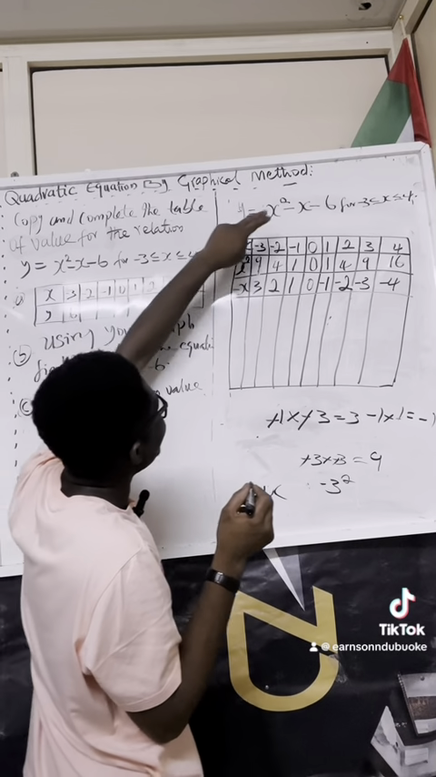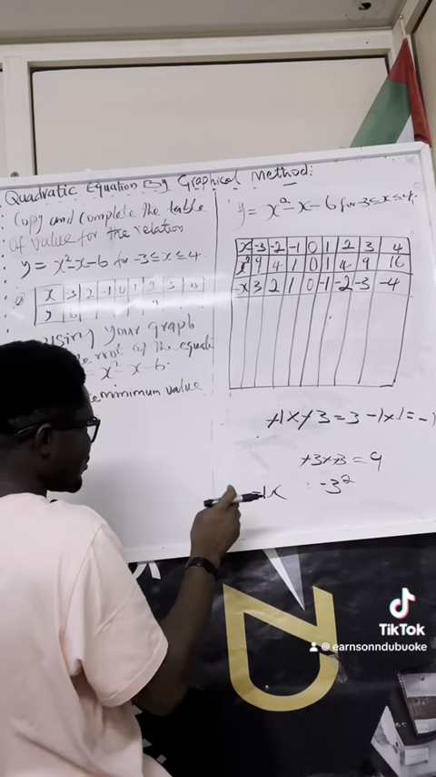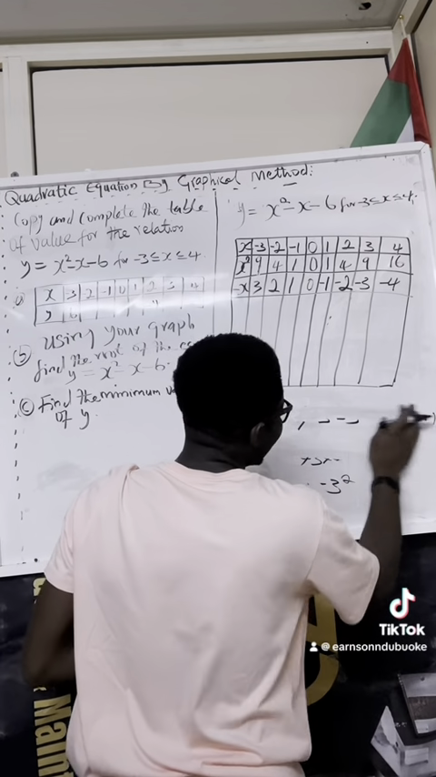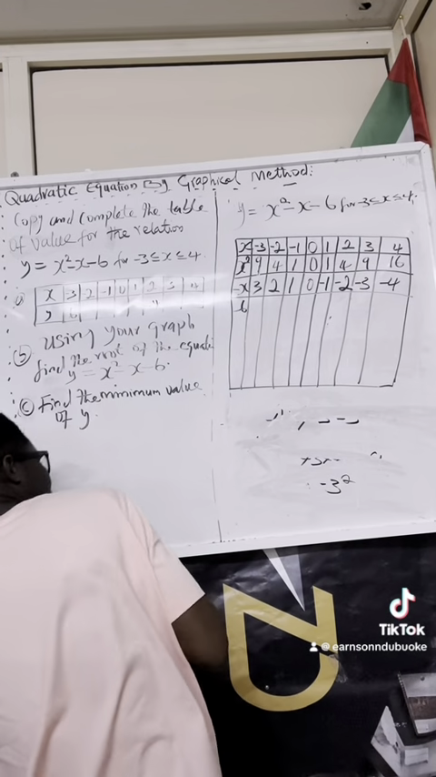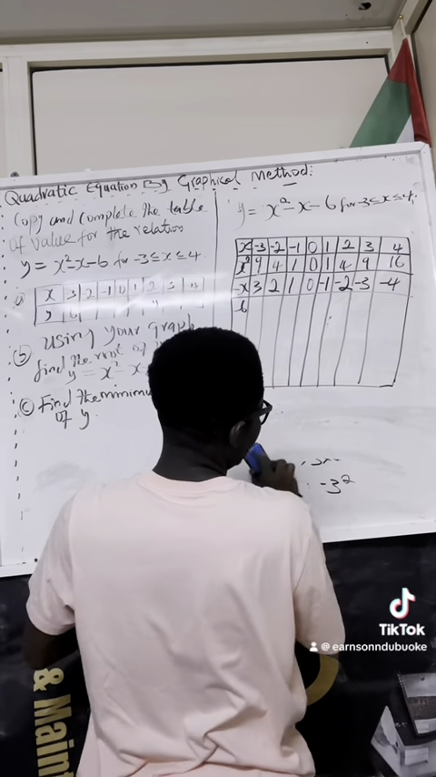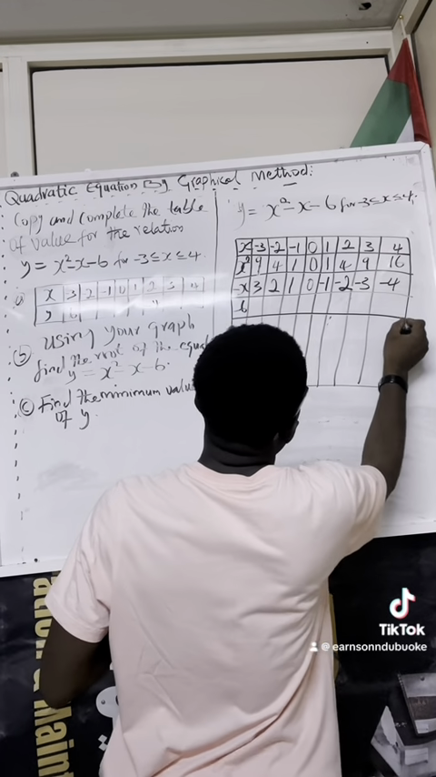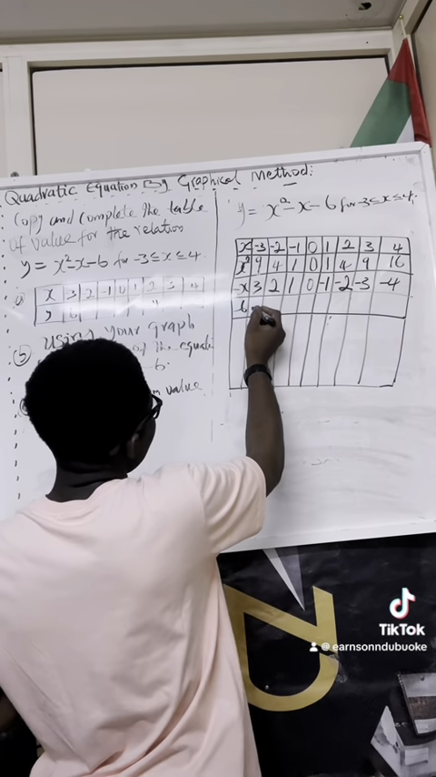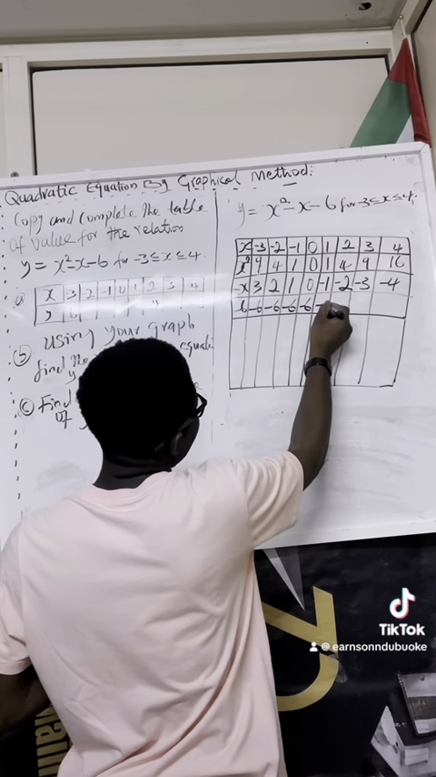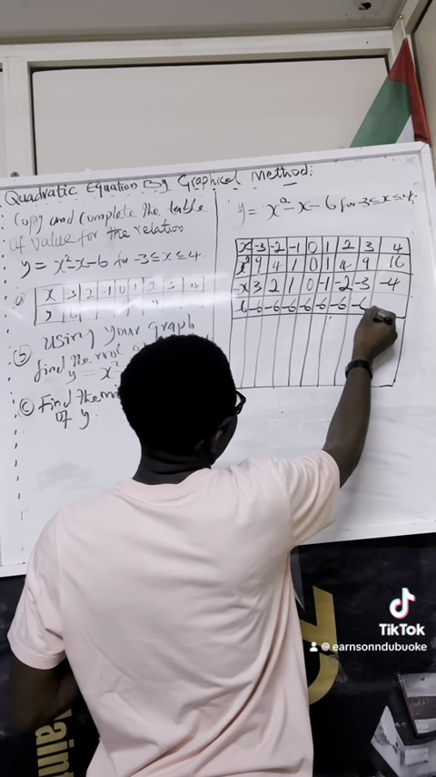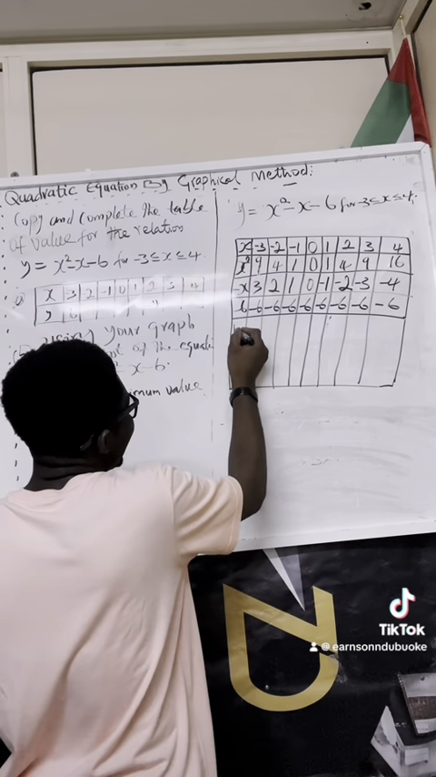What next is minus 6. This minus 6 is a constant, so you bring it down, which is minus 6. Because it is a constant, all of them are going to be minus 6. Minus 6, minus 6, here is minus 6, all. So the next thing now is y.